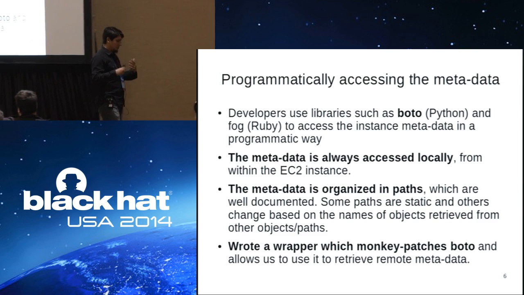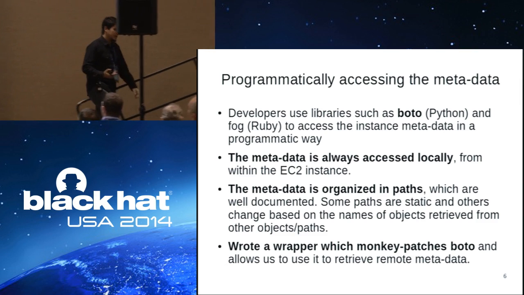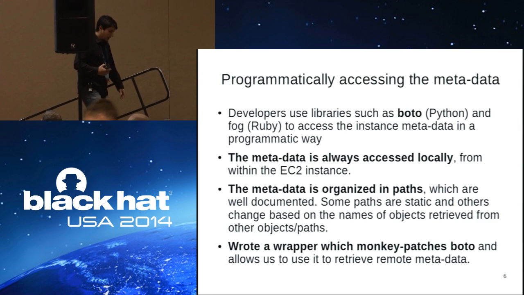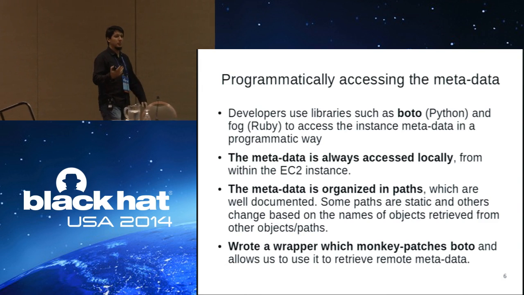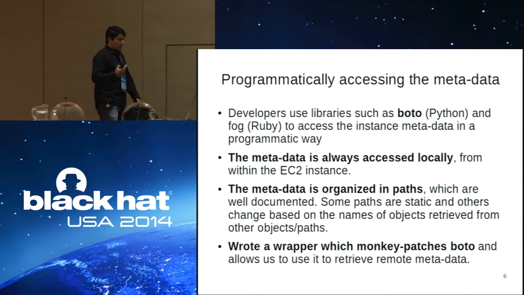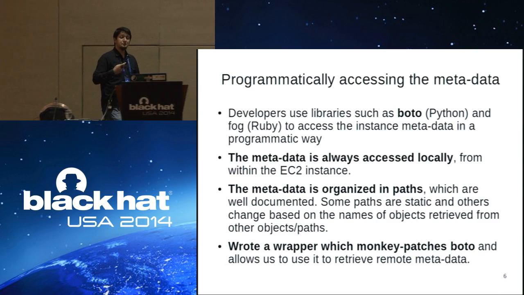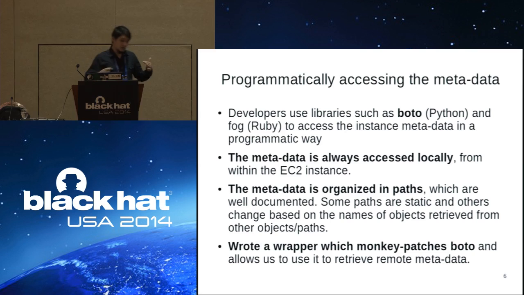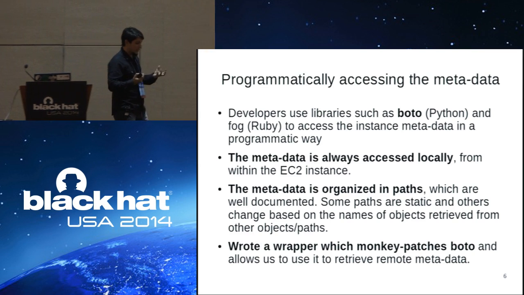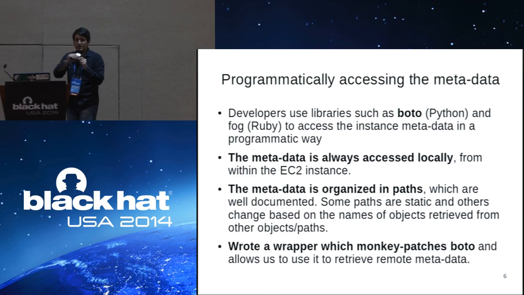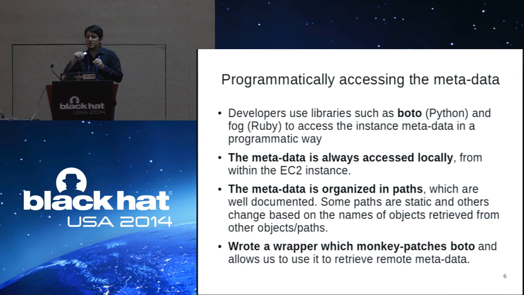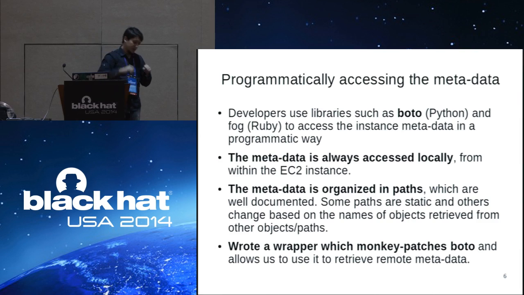So I wanted to programmatically access that information, and I'm a Python guy, so I wanted to use the boto library. So I did it, all right? I wanted to access that remote instance metadata using boto, but boto only knows about accessing that local IP address, that 169 IP address.